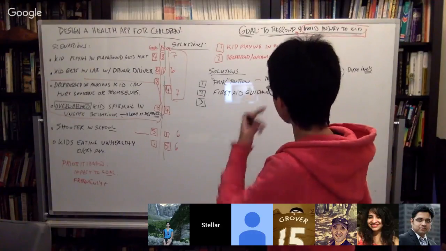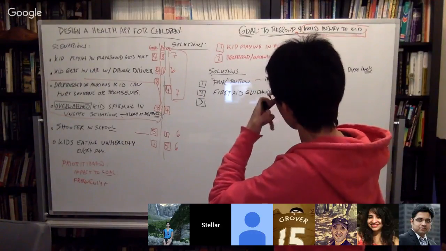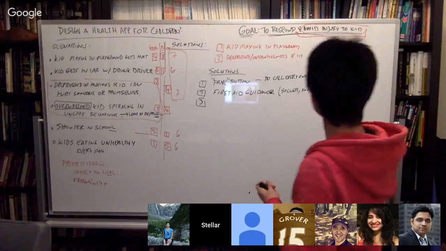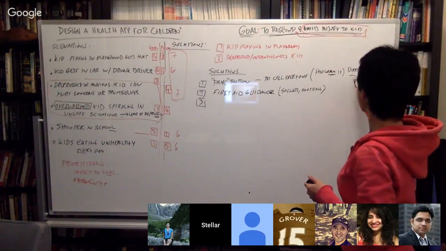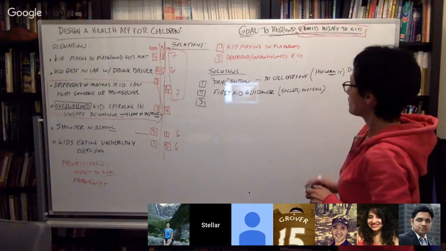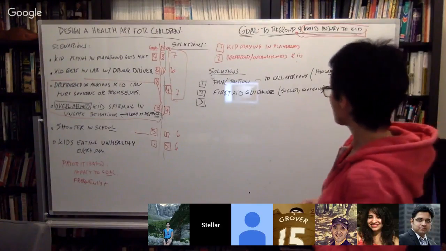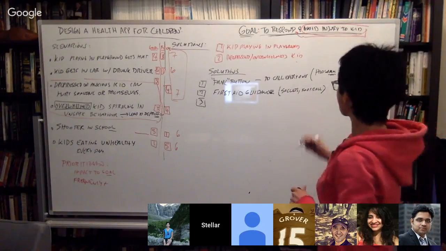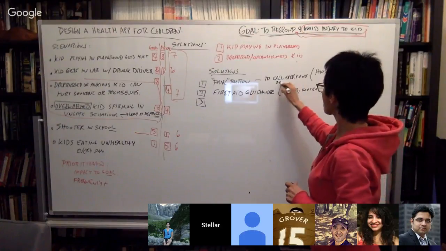The panic button, I'm thinking, can also videotape yourself, right? You can think of different things here. The panic button: call everybody, send location, of course.